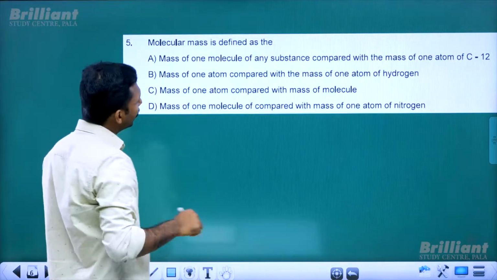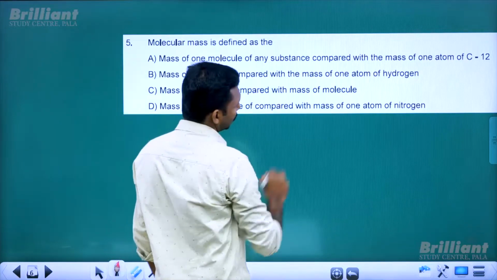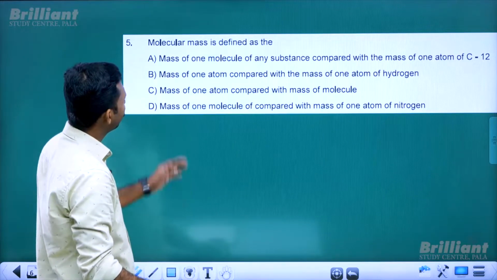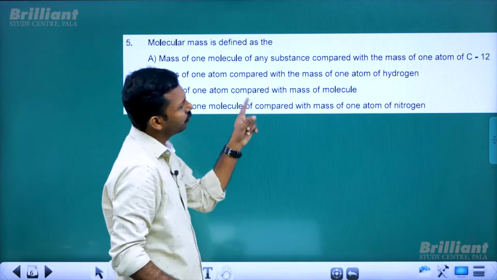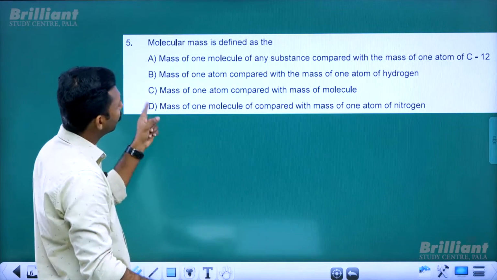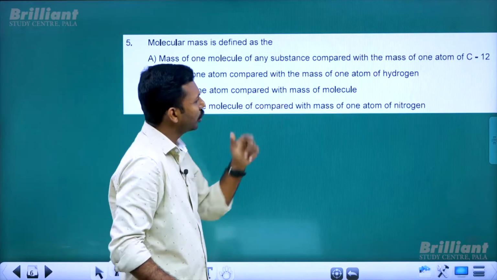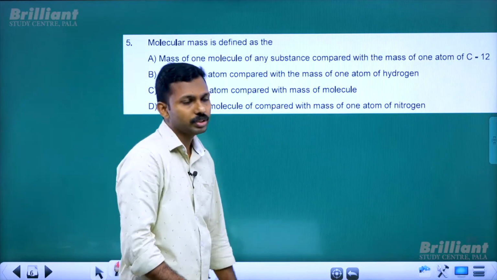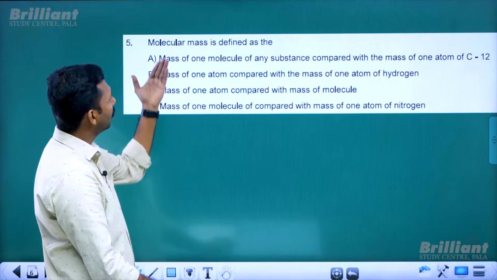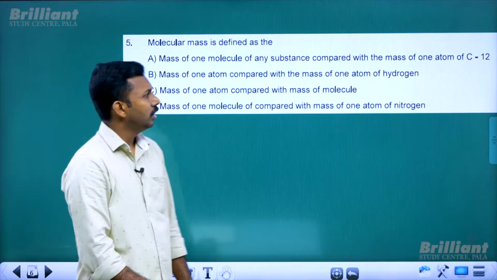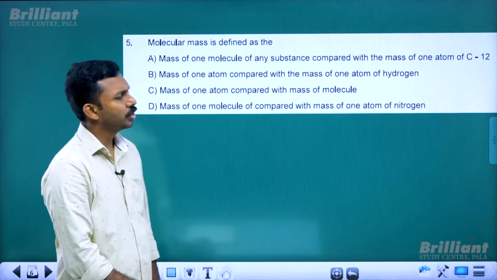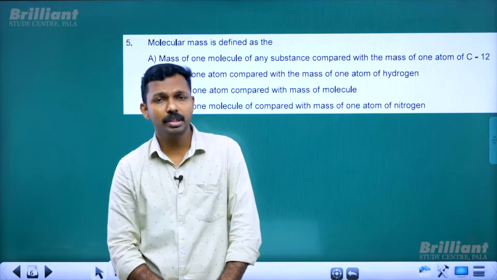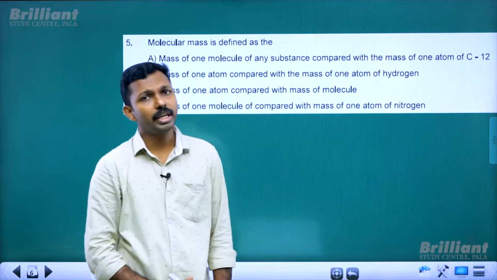Molecular mass is the mass of one molecule of any substance compared with the mass of one atom of carbon 12, the mass of one atom compared with the mass of one atom of hydrogen, the mass of one atom compared with the mass of a molecule, or the mass of one molecule compared with the mass of one atom of nitrogen. So which may be the correct option regarding molecular mass? Among these options, we have to choose the element with which we are comparing the mass of a particular molecule. So we know that it is carbon 12.